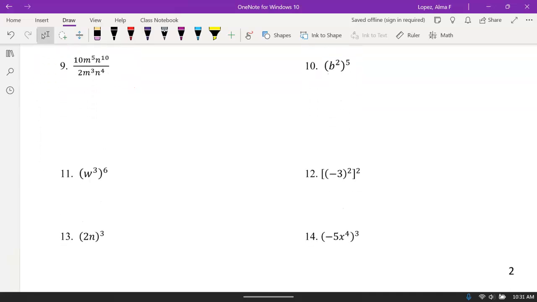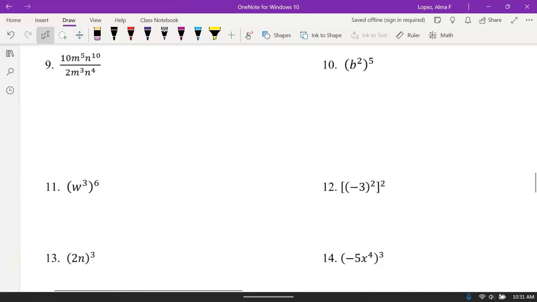Let's look at the next ones now, and again, stop the video and try some of these on your own if you'd like to. 10 divided by 2 is going to be 5. You don't change the way you handle numbers, okay? M to the 5th over M to the 3rd. The larger one's on the top, so I'm going to subtract and keep the answer on the top. 5 minus 3 is going to be 2, so I've got 2 M's left on the top. For the N's, also the N that is larger is on the top, so I'm going to subtract the exponents. 10 minus 4 is 6, so we get N to the 6th.